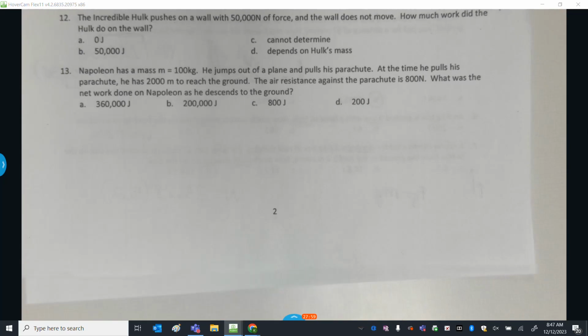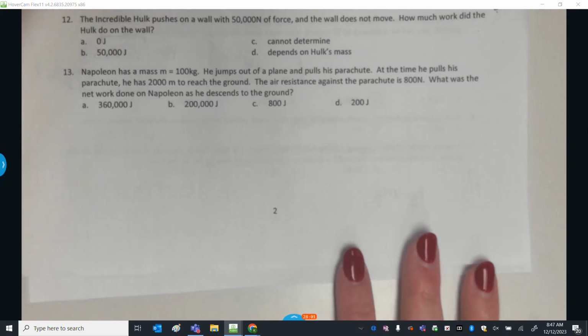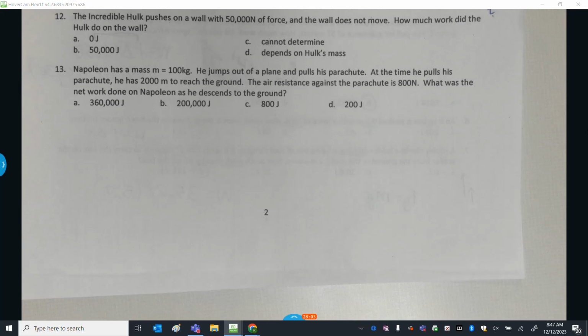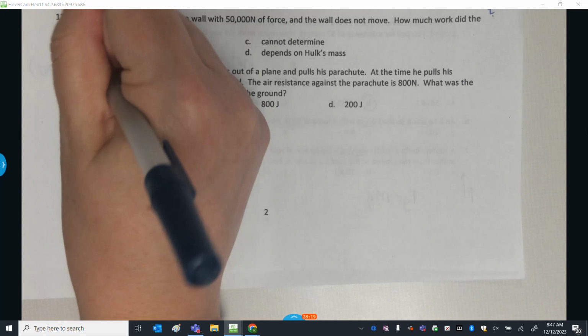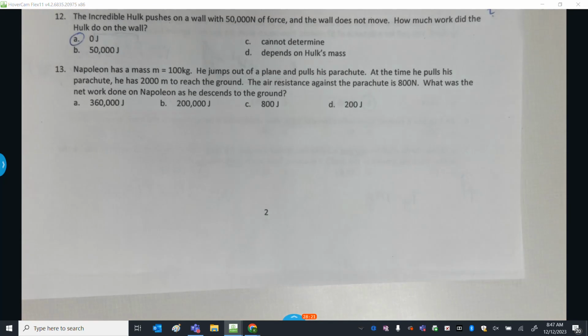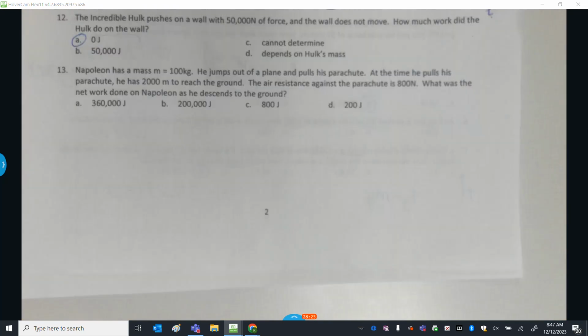Number 12 says, the Incredible Hulk pushes on a wall with 50,000 newtons of force and the wall does not move. How much work did the Hulk do on the wall? And none of you fell for it. Everybody got this right. There are only a couple of criteria for work to be done, but one of them is you have to have displacement. If it doesn't move, the answer is 0, A. Every person got that right, so good job, guys.